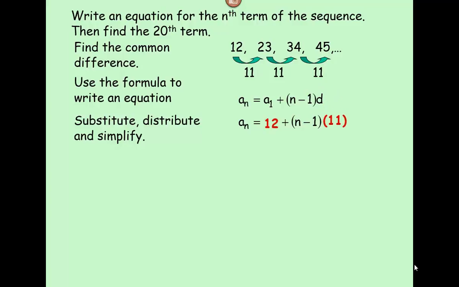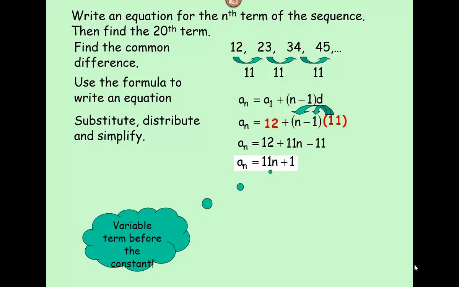At this point we can simplify this equation. We simply use the distributive property. So 12 plus 11 times n is 11n, and 11 times negative 1 is negative 11. So 12 minus 11 can be combined, and we're left with 11n plus 1. Remember that your variable term should always be in front of the constant. That's just good form. Now we've answered the first question. We have our equation for the nth term, and we can find any term that we want from this.